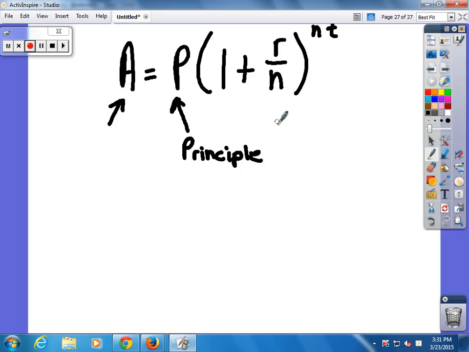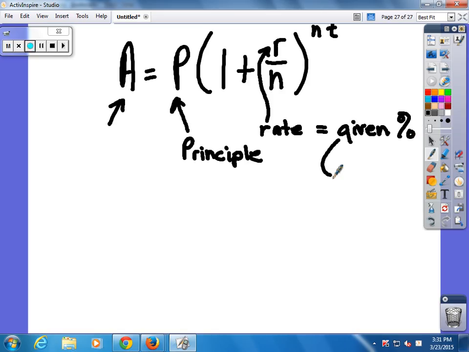R is rate. It's usually going to be given in a percent, but you change it into a decimal. So R will always be calculated as a decimal. If it's 5%, it would be 0.05. If it's 2%, 0.02.